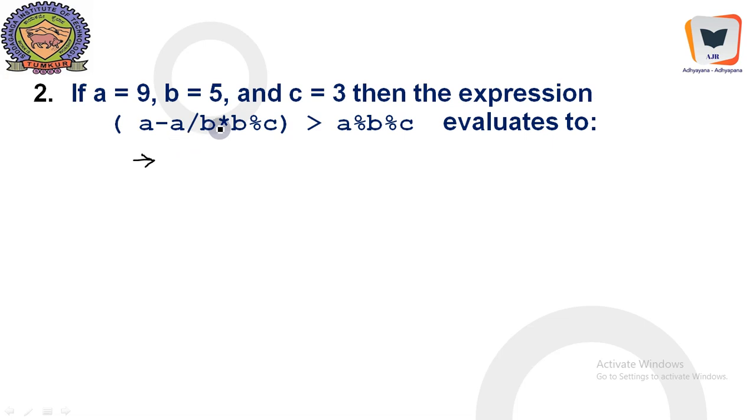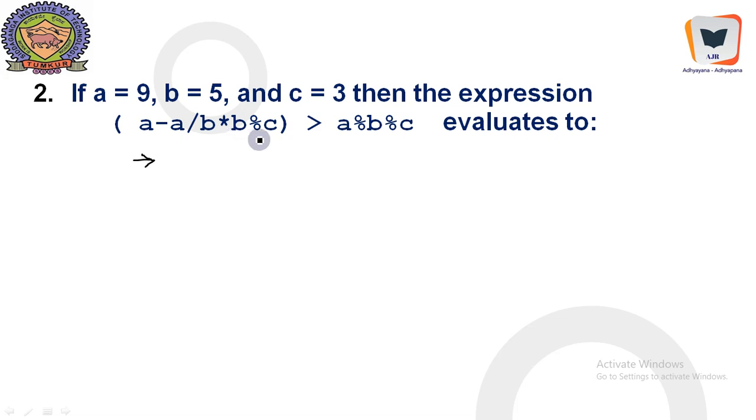Anyway, division, multiplication and mod operation have the same priority. Therefore, the compiler goes on looking at this. First of all, it will compute this. A divided by B. A is 9, B is 5. Therefore, this A by B will fetch 1, because 9 divided by 5 is 1 point something. But anyway, since it is an integer division, it will get us 1. 1 into B. 1 into B is 5. So 1 into 5 is 5.